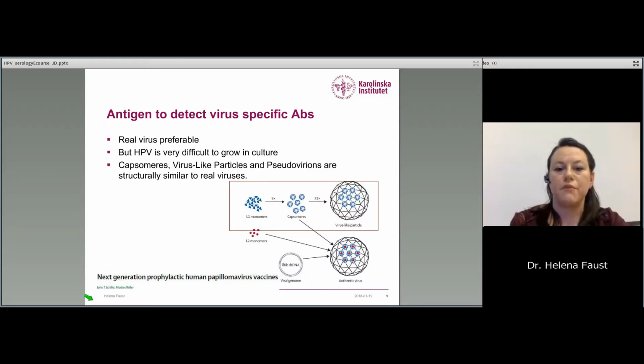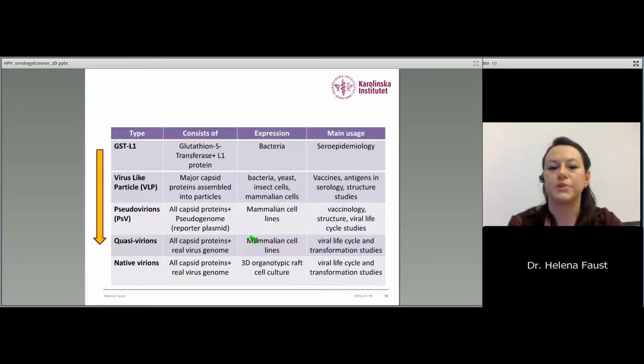So here are the L1 monomers, and if 5 monomers come together, it's called a capsomere. And spontaneously, those capsomeres make a virus-like particle. A virus-like particle looks very similar to the real virus, but it doesn't have DNA. In most cases, if VLPs are produced, they are made only out of the major capsid protein L1, and L2 is missing.